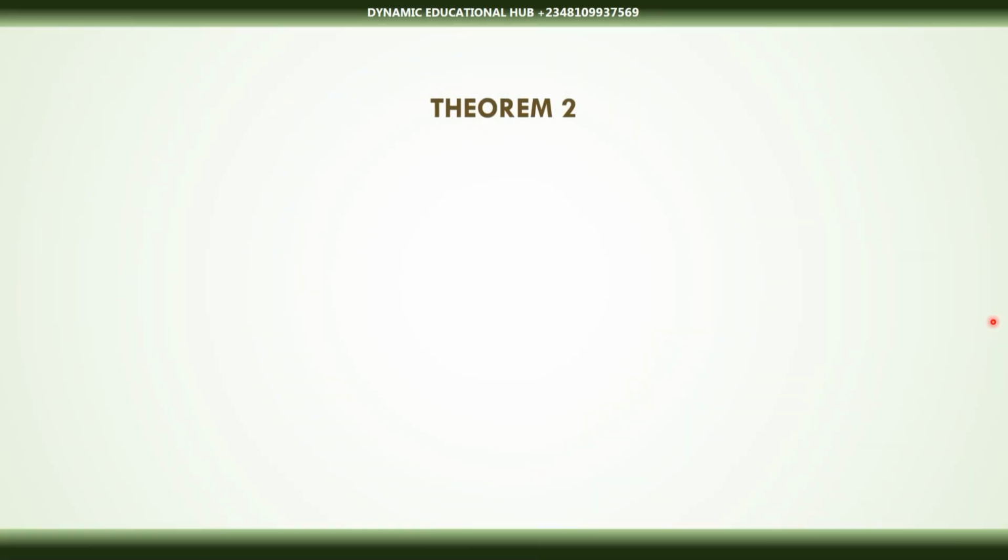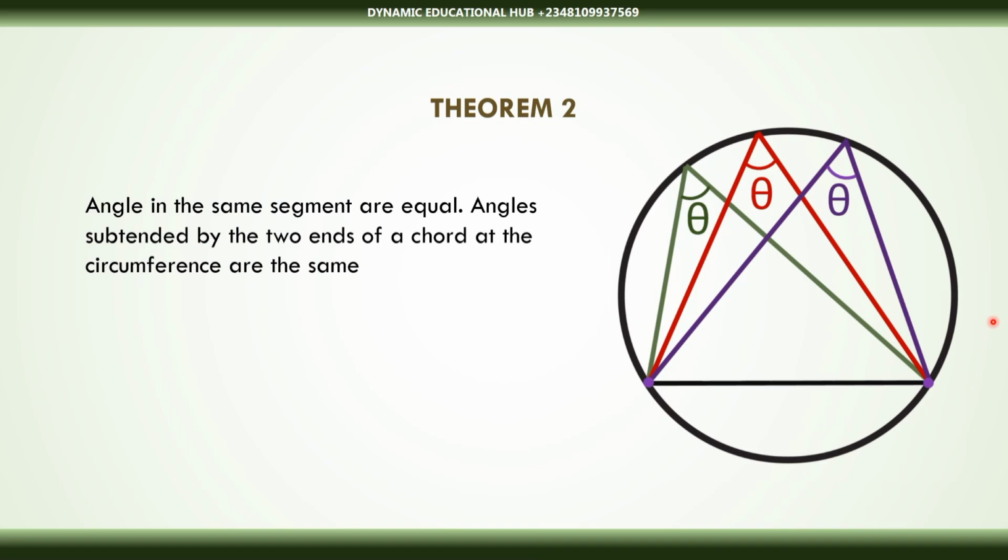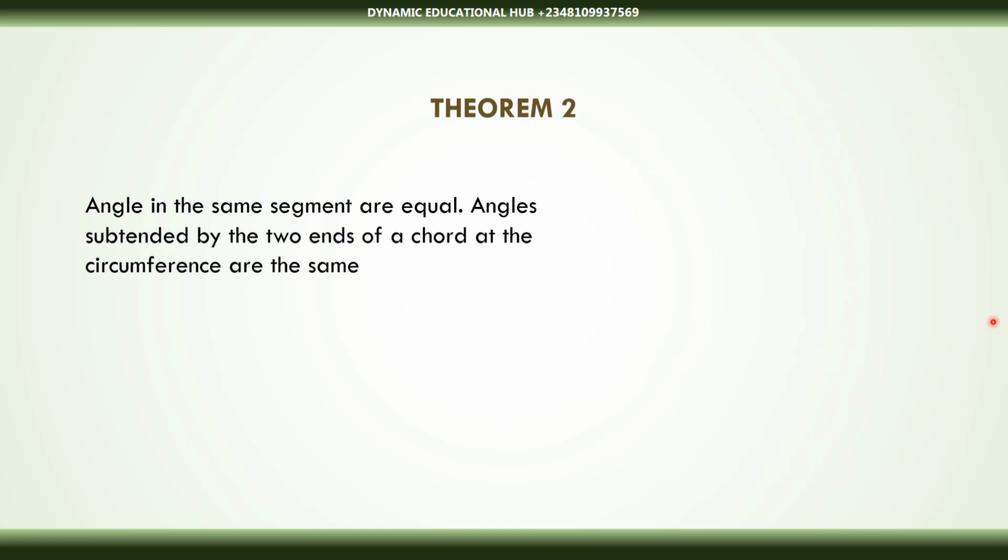Here we are going to look at the second theorem, the next theorem. Now that theorem states that angles in the same segment are equal. So I'm going to break it down for you. Angles subtended by the two ends of a chord at the circumference are the same. Now if you have it this way, you will get the concept. Let me break it down.